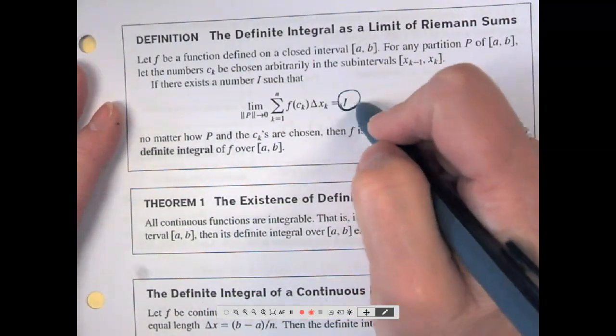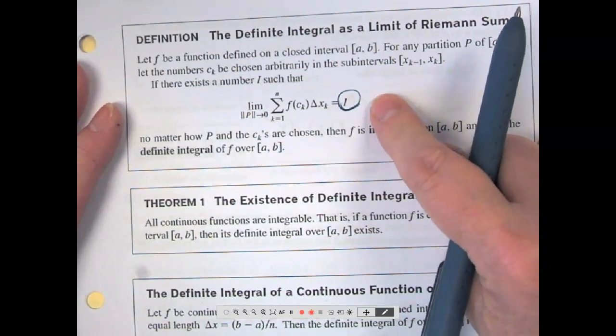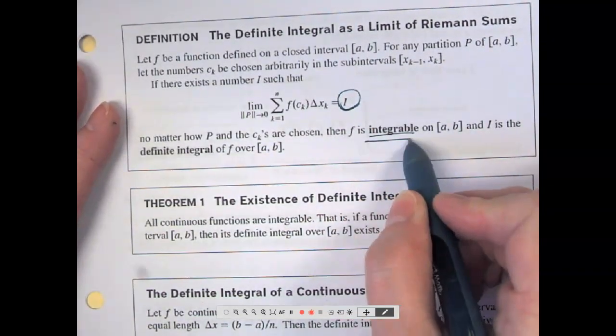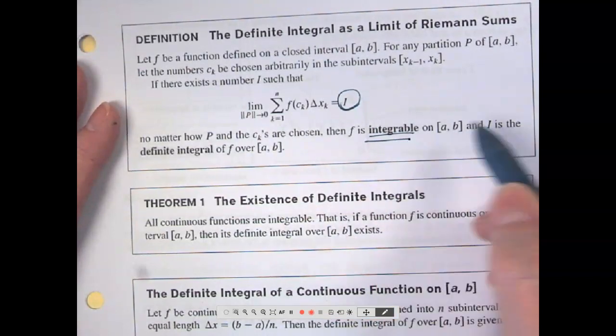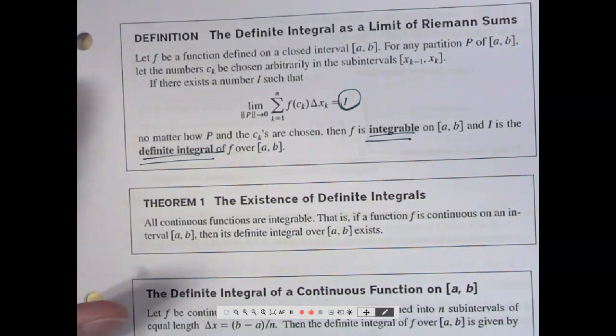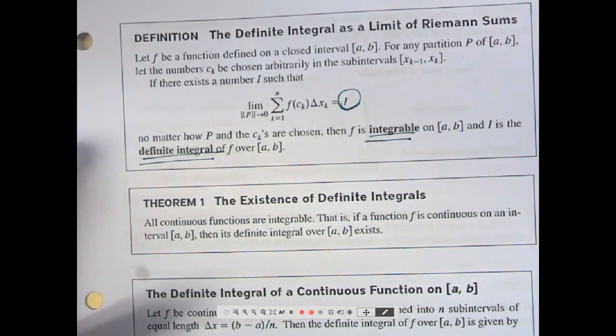So what is I? I is this number that we get for the area. And if we get a number for the area, then that function was integrable. And what we found was the definite integral. So the definite integral means the area under the function.